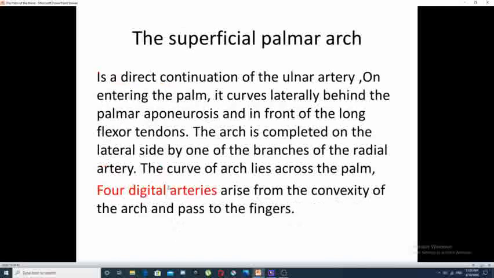The superficial palmar arch is a direct continuation of the ulnar artery on entering the palm of the hand, and it curves laterally behind the palmar aponeurosis in front of the long flexor tendons. The arch is completed on its lateral side by one of the branches of the radial artery, and from the convexity of the arch, 4 digital arteries arise and pass to the fingers.